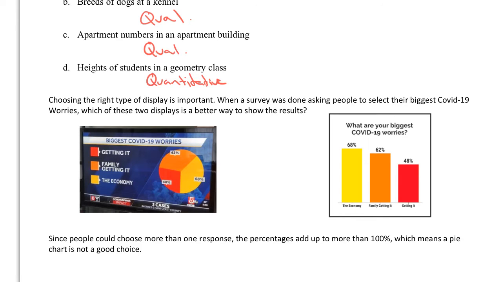And so we see that 62% of people said they were worried about family getting it, 68% worried about economy, 48% worried about themselves getting it. Those add up to way more than 100%. And that's okay. It doesn't mean this is a bad study. It means that a pie chart is not the way to do it, because the pie chart is always out of 100%. That would be if you had to pick one of these three, so the percents would add up to 100. But that's not how this one was done, so a bar graph is a much better way to display that data.